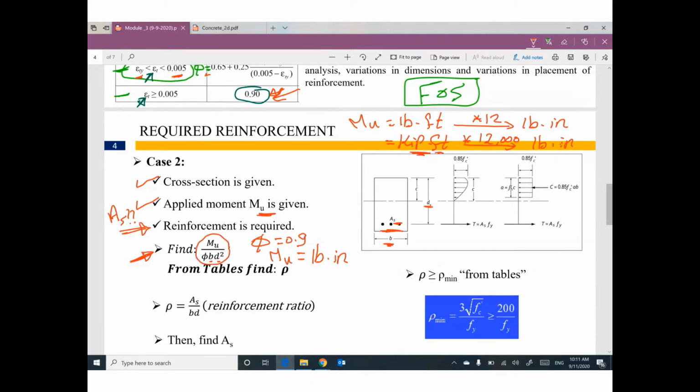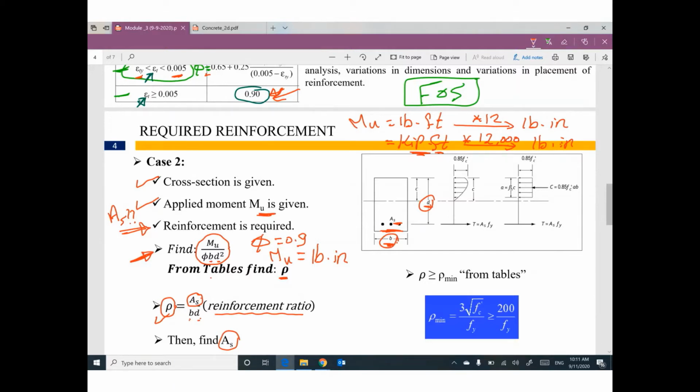Once you find this number, I can find from a table the value of rho. What is the meaning of rho? It's called the reinforcement ratio. Rho equals area of steel divided by b times d. So right now, I can figure out the value of rho from a table, and b and d are given from the cross section. So finally, I can figure out the value of area of steel. It's very easy. Very easy.